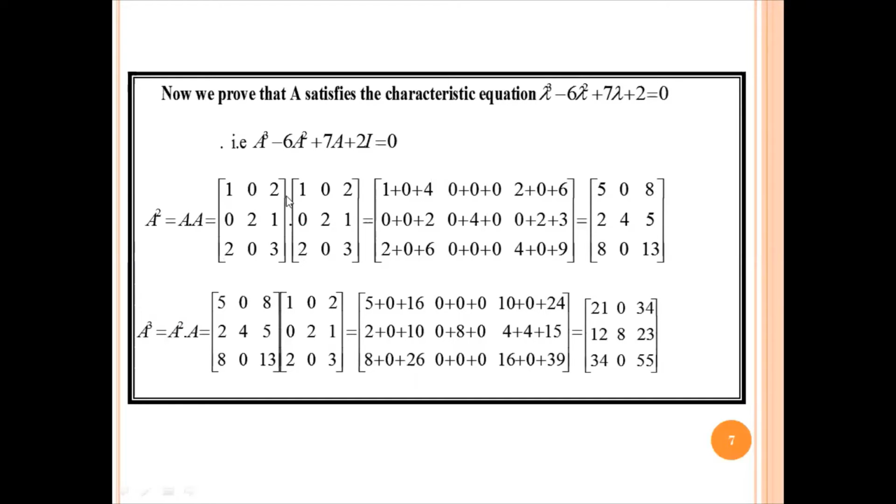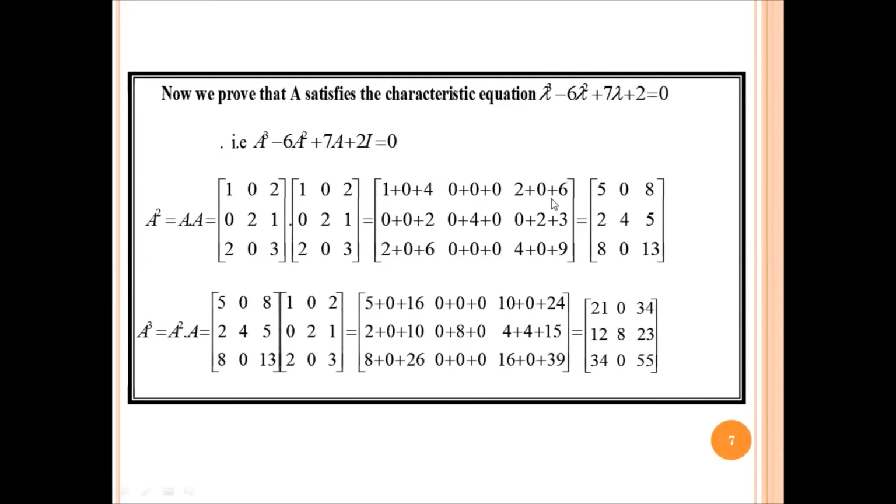First row with the first column, first element: 1 into 1, 1; 0 into 0, 0; 2 into 2, 4. Similarly, first row, second element with the first column, and first row, third element with the first column. Similarly, first row, second column: 1 into 0, 0; 0 into 2, 0; 2 into 0, 0. So first row, first column; again first row, second column; again first row, third column. You have to multiply like this.